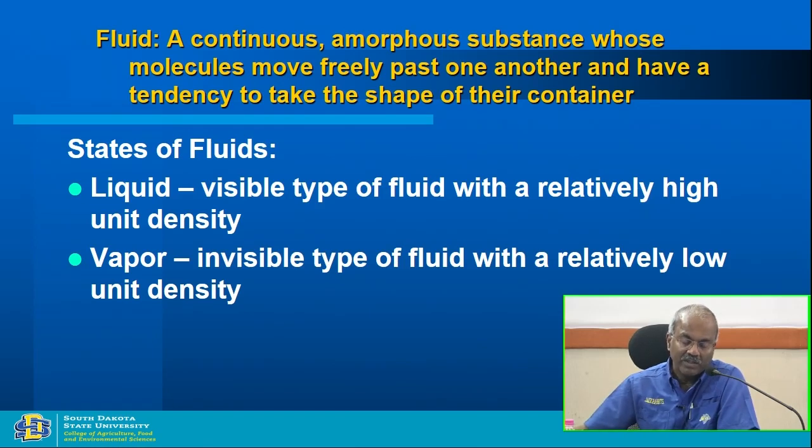Okay, what is a fluid now? Let's look at what a fluid is. It's a continuous amorphous substance whose molecules move freely past one another and have a tendency to take the shape of their container. For example, you have honey, ketchup, mayonnaise. They are all flowing fluids, right? If you put them in a container, they flow. When you pour them, they will flow and occupy the container space. That's what fluid flow means.